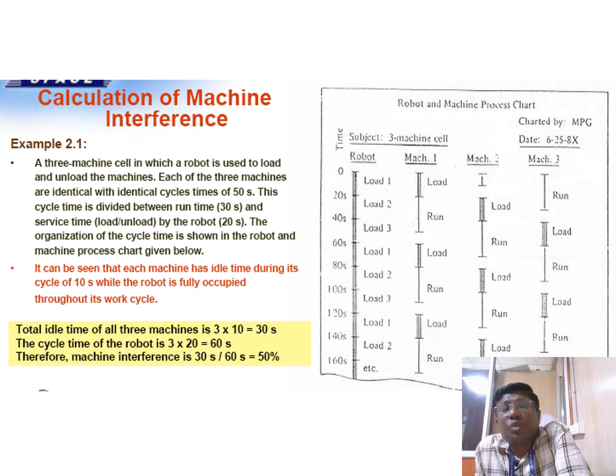So like that we have to calculate the machine interference for each case. If we do not do it properly, the robots will collide with each other. That should be avoided, as it is not desirable. So as per the requirement, we have to do the calculation.